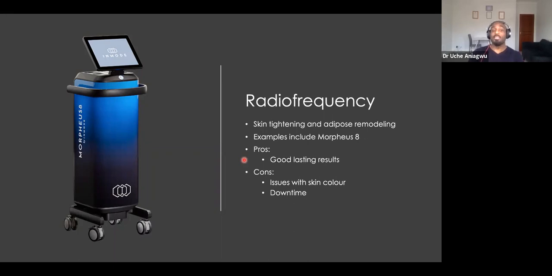But the downside is that, one, these machines are expensive as hell for starters. I don't use them a lot in my practice, but they are quite expensive. Also, they do come with downtime, which is closer to surgery, if you like, not quite as extreme, but closer. And there are issues with skin color. Sometimes these energy treatments aren't best advised on people with darker skin color, so your Fitzpatrick 4, 5, and 6, because you don't know how the skin is going to react. You may get rebound hyperpigmentation. And so even though these are really good treatments, you probably won't lean on these a lot.